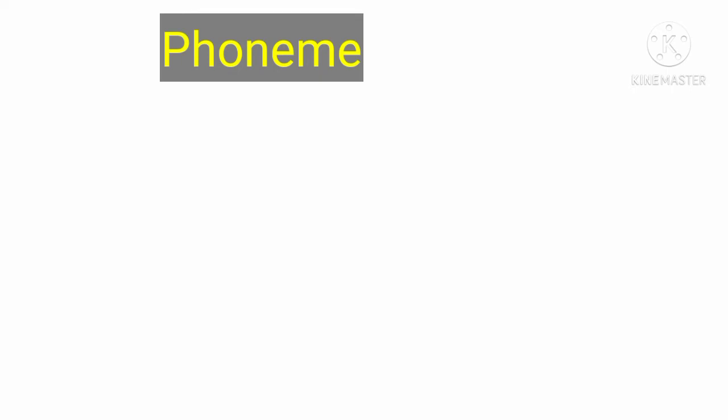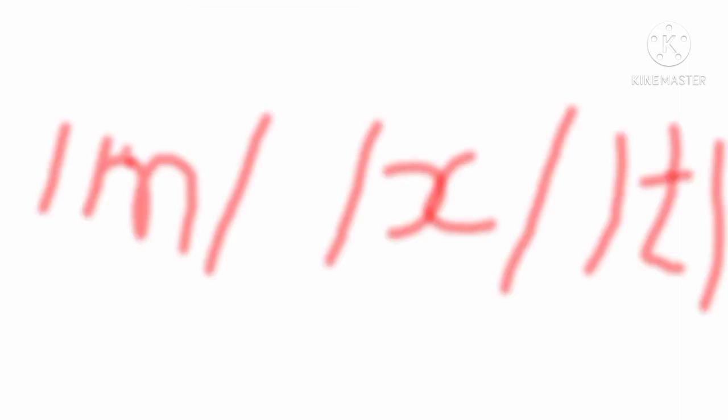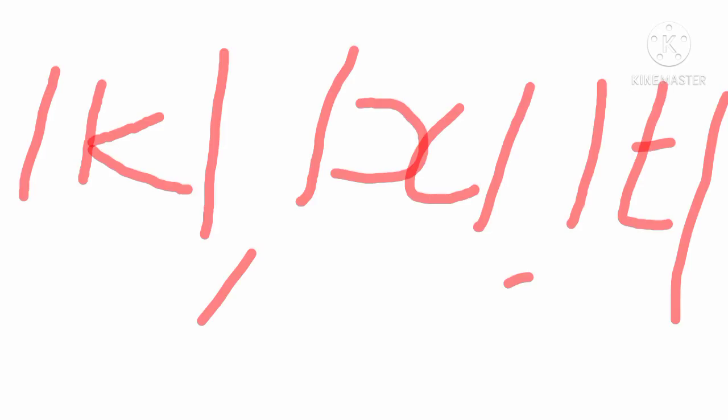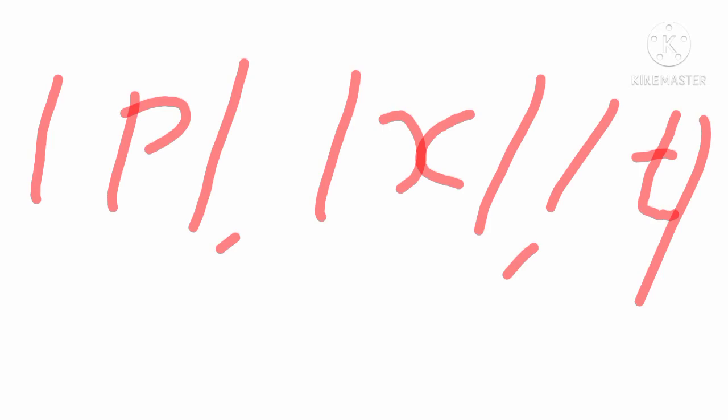For example, in the word mat, we have three different minimal contrastive units, or the phonemes, m, a, and t. Or in the word cat, we have three phonemes, k, a, t. Or in the word pat, we have again three phonemes, p, a, t.